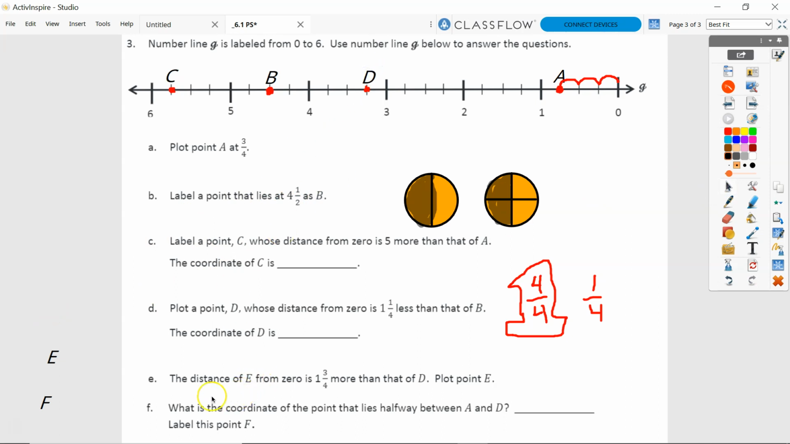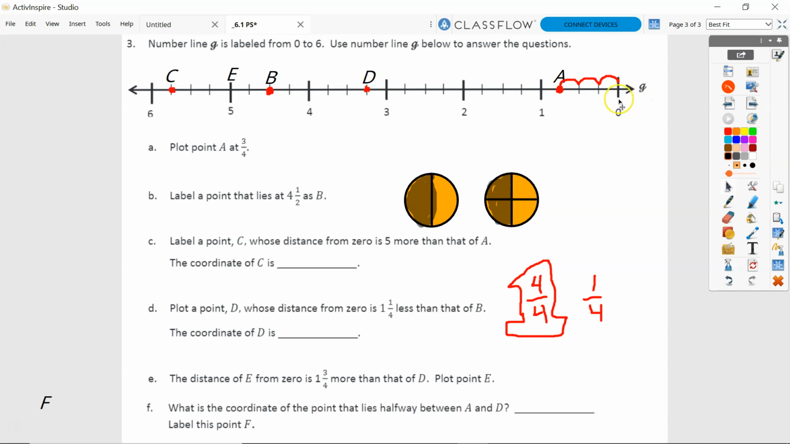Last two, the distance from E from 0 is 1 3/4 more than D. So now we got to go 1 3/4. So I know 1 would, starting from my point D, which is 3 1/4, so 1 would be 4 1/4. And now I have to add 3 more fourths. So 1, 2, 3. So E is going to be right at 5. Everybody see how I did that? All I did was I started at D, and I know that D was 3 1/4.